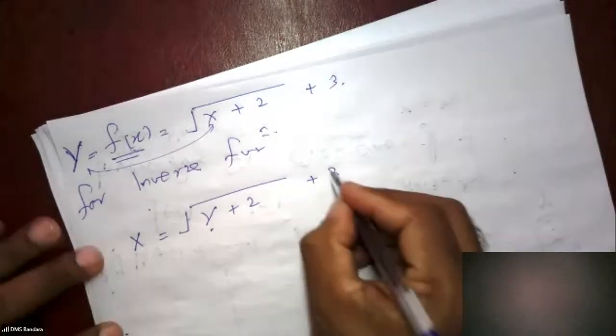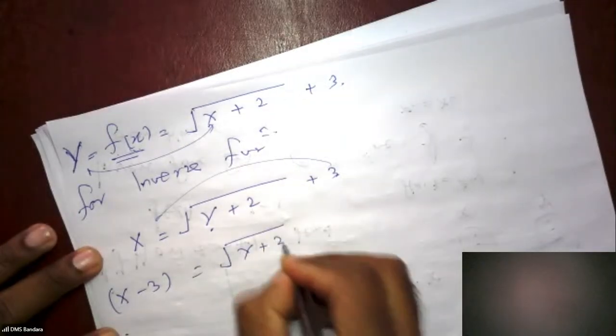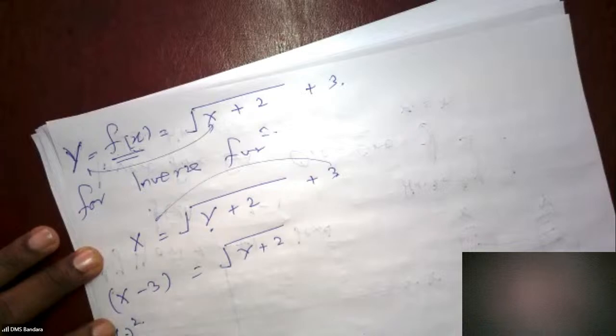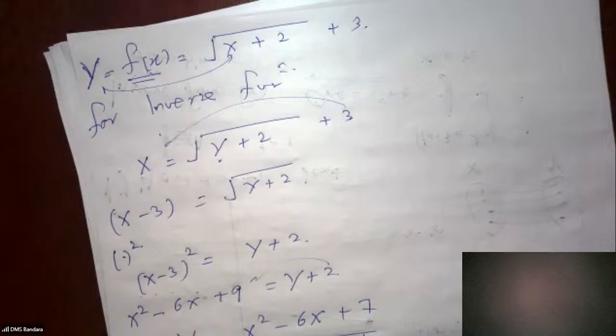We should make y the subject. I bring 3 to this side: x minus 3 equal square root of y plus 2. Then square both sides: (x minus 3) squared equal y plus 2. x squared minus 6x plus 9 equal y plus 2. So y equal, bring this 2 to here, x squared minus 6x plus 7. This is the inverse function, right? This is the inverse function of question number 6.